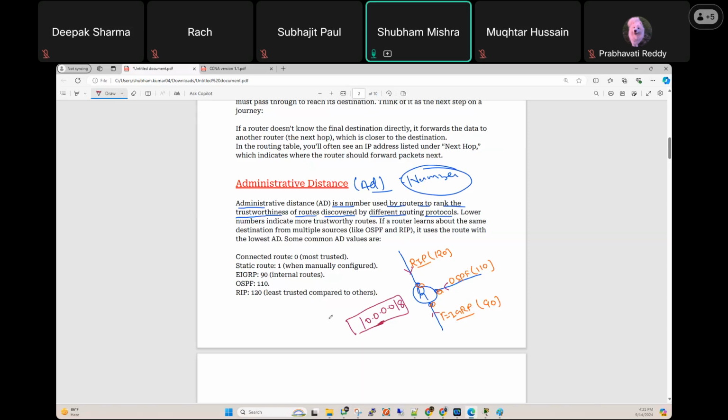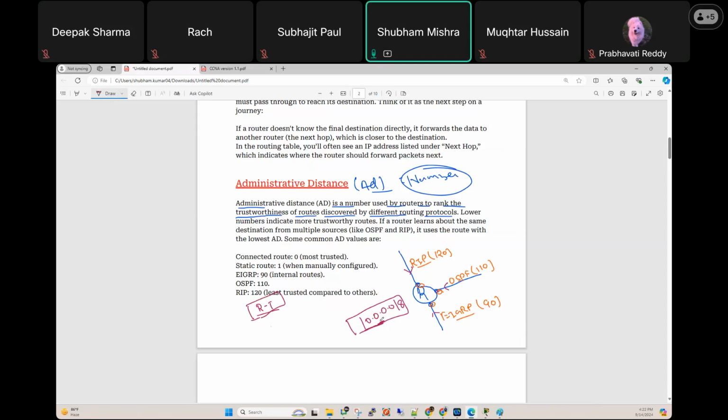But I already told you in yesterday's class, how many types of tables does a router maintain, guys? 2 tables. One is the ARP table and the second one is the routing table. Yes or no? Now, forget the ARP table, because the router uses the ARP table only for MAC address lookup. Now we are discussing routing, so we are focusing on the routing table only.